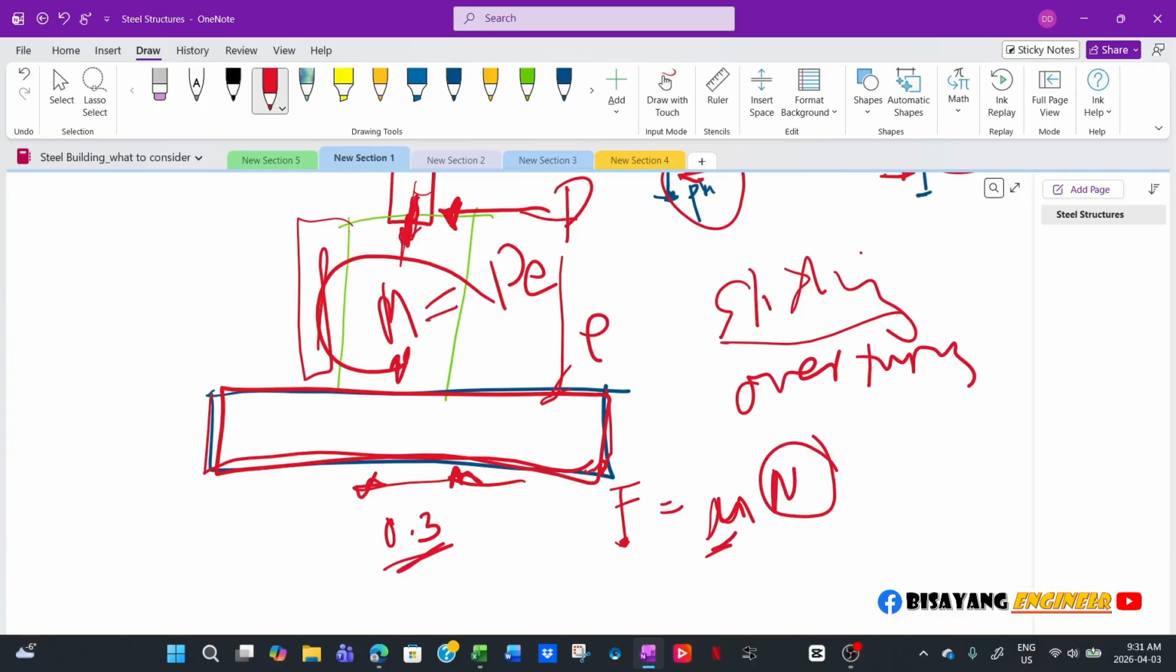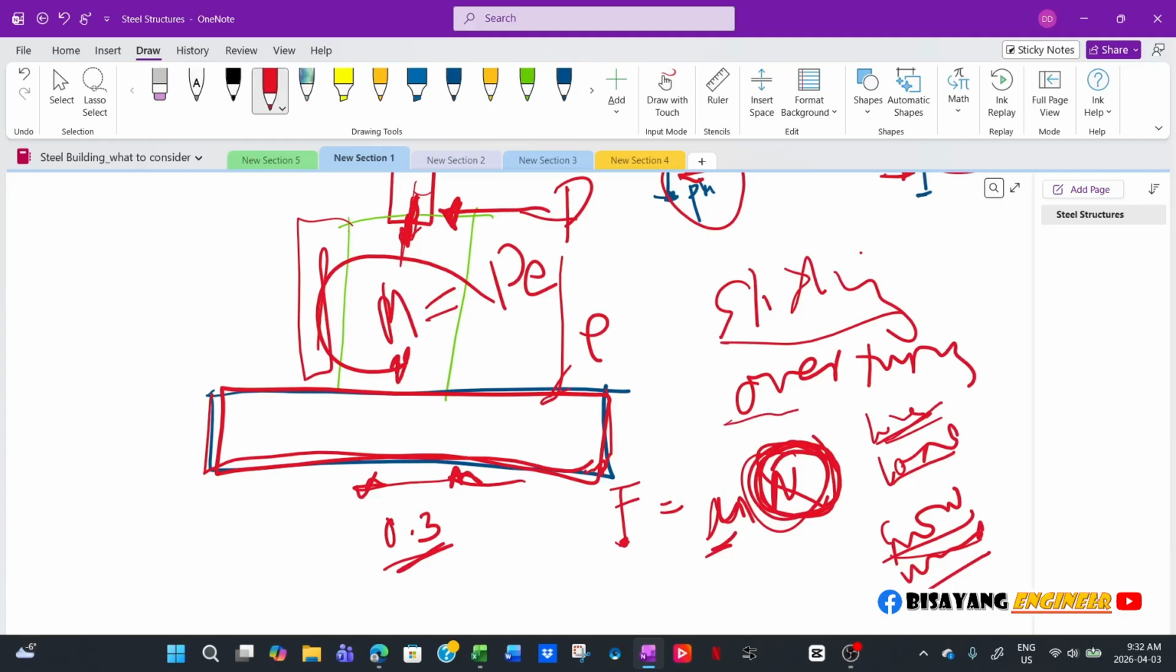Do not include live load, snow load, or wind load. These are transient loads. Do not include them when you calculate the frictional force, because what if live load is not present at the time? What if snow load is not present at the time? You can consider other loads if you want, but in my practice, I always just consider the self weight of the structure to calculate this frictional resistance.